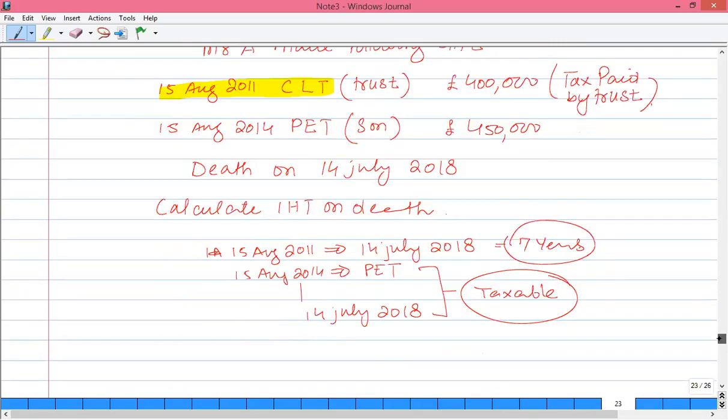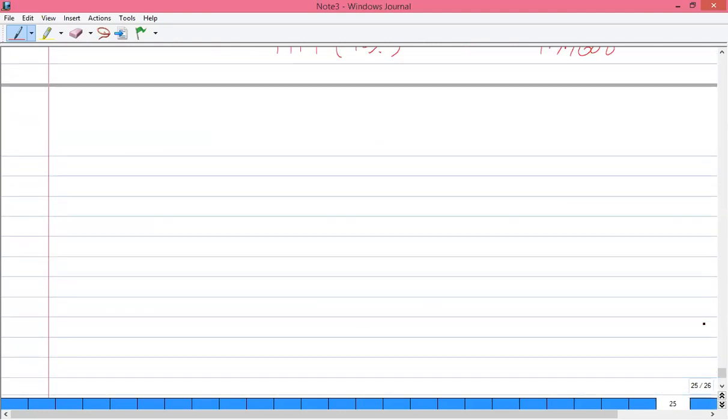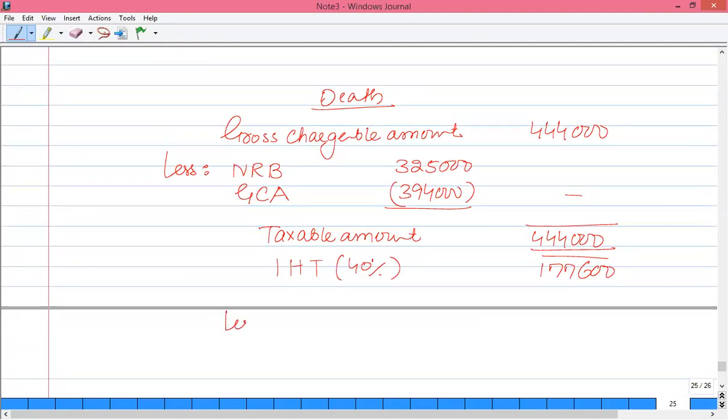The person died within, let's see, from 15th August 2014 till 14th July 2018. The period becomes 15, 16, 17, and 18, so exactly 4 years is there. So 3 to 4 years is the time, which means taper relief is available. A taper relief of 20% is available, as it's 3 to 4 years.